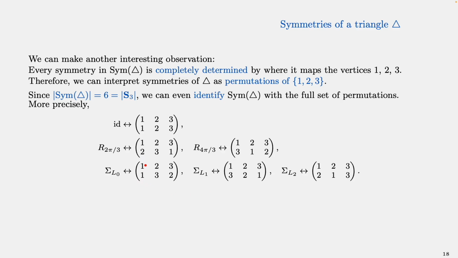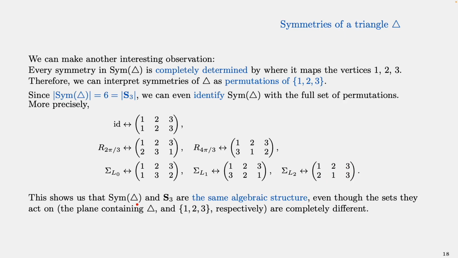So here the 1 is fixed, the other 2 are swapped. Here the 2 is fixed and the other 2 are swapped. And here the 3 is fixed and the other 2 are swapped. And this shows us that the symmetries of the triangle and the permutations of 3 elements actually have the same algebraic structure, even though they appear in completely different contexts.